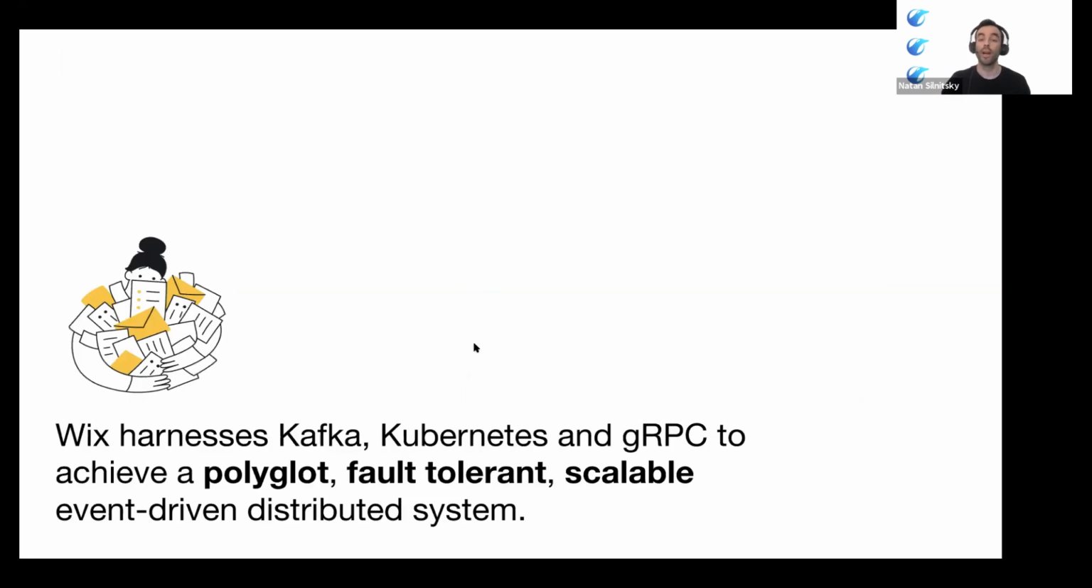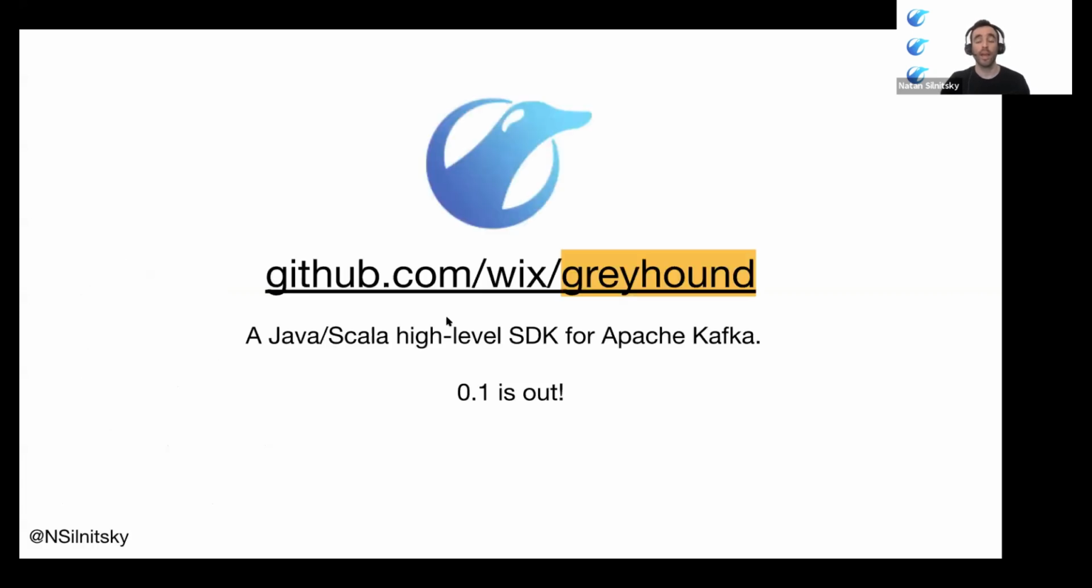So Wix harnesses Kafka, Kubernetes, and gRPC to achieve a polyglot, highly available, resilient, fault-tolerant, scalable, highly performant, event-driven distributed system with growing scale. And like I said, the Greyhound library is actually open source, so you can check it out on this link at github.com/wix/greyhound, with all the features I mentioned that are available in the open source version as well.